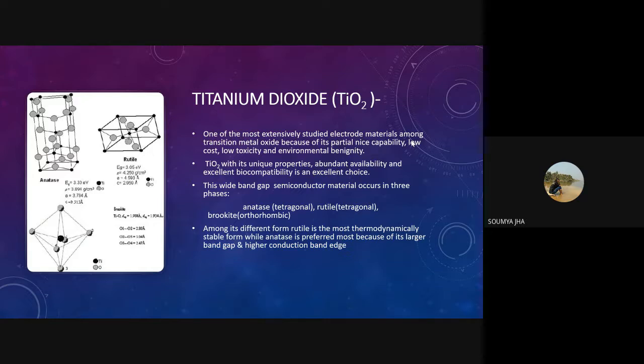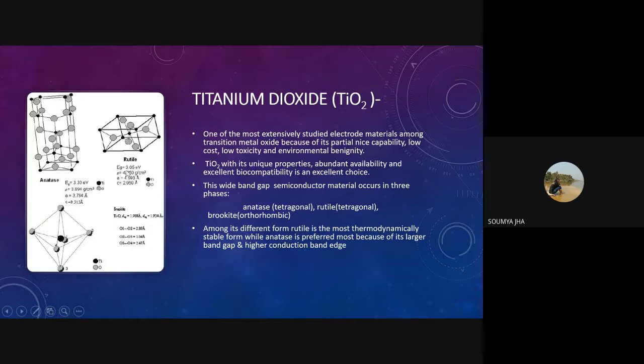Generally, this material is found in three phases. One is the anatase phase, which is tetragonal in structure. Another one is the rutile phase, and the third one is the brookite phase. Anatase phase is tetragonal in structure, with a band gap of 3.3 electron volt. Similarly, rutile also has a tetragonal phase, which has a band gap of 3.05 electron volt, and brookite has the orthorhombic phase.